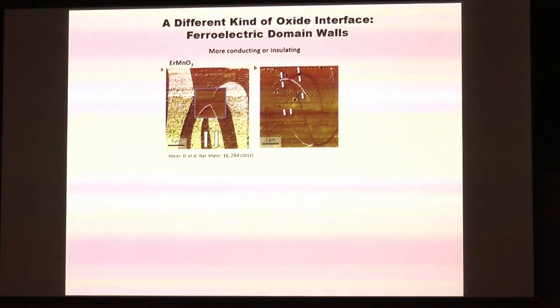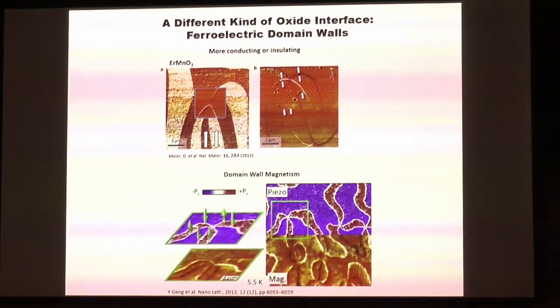Because they're going through the sample in this way, you can get interesting electronic reconstruction. Here you have a tail-to-tail wall in this erbium manganite, which is more conducting than the bulk. And over here you have a head-to-head wall, which is darker, so it's more insulating than the bulk. So you get these electronic reconstructions. You can also, due to the symmetry breaking at these domain walls, get other emergent properties. Here, this is still erbium manganite, but now at low temperatures, you can get magnetic moments appearing at the domain walls, depending on what types they are.